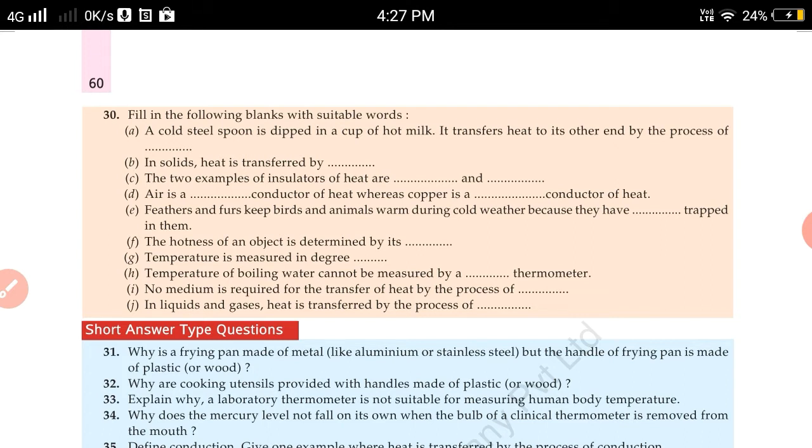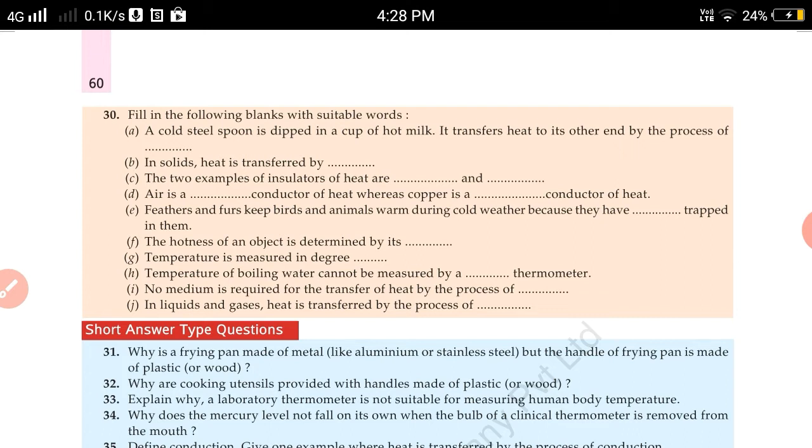Two examples of insulators of heat are air, wood, and many others like plastic, wool, etc. Air is a bad conductor of heat, whereas copper is a good conductor of heat. Feathers and furs keep birds and animals warm during cold weather because they have air trapped in them. And we know air is a bad conductor.